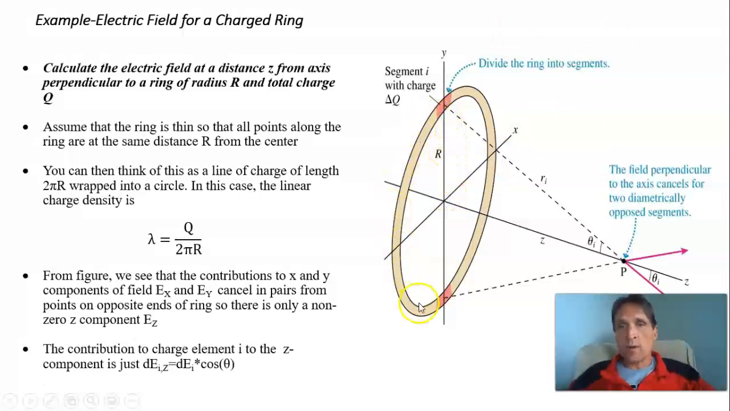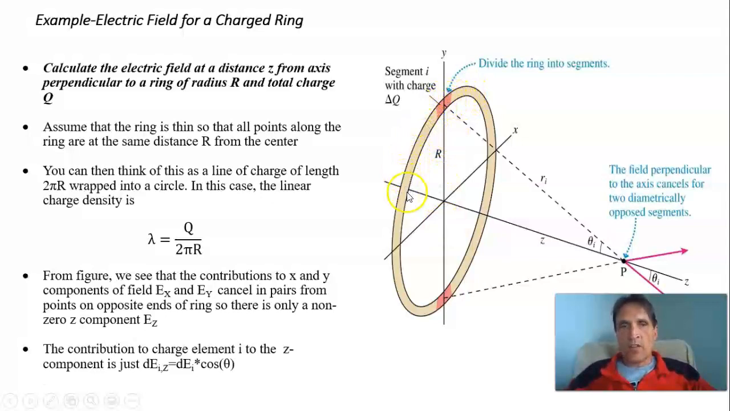So it's a ring of radius R. And let's suppose that the ring has a uniform charge, total charge Q on it. And let's assume also that the ring is thin, so that all points on the ring are at the same distance, big R, from the center. So then you can think of it, since it's very thin, as one-dimensional.